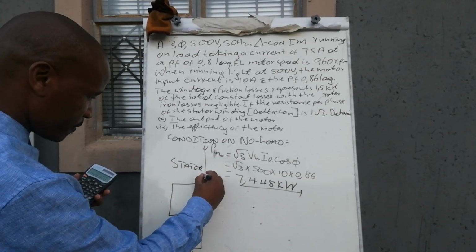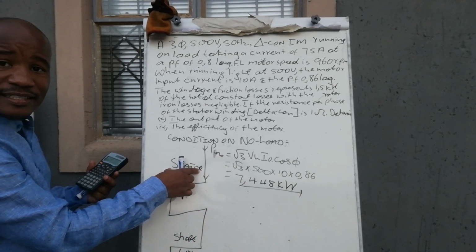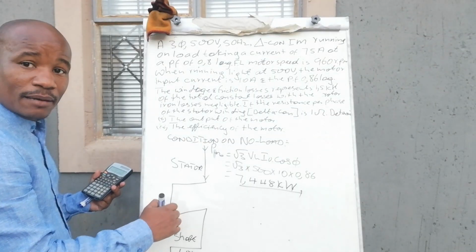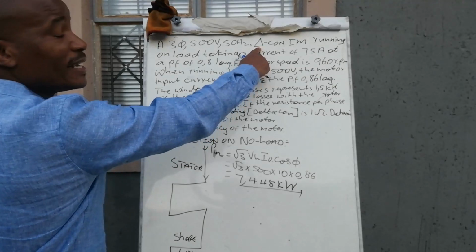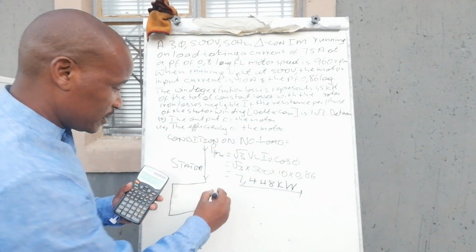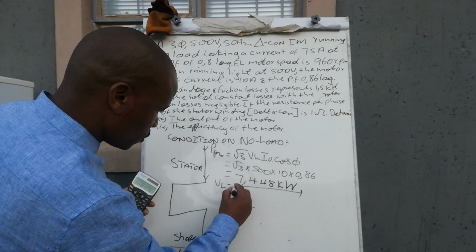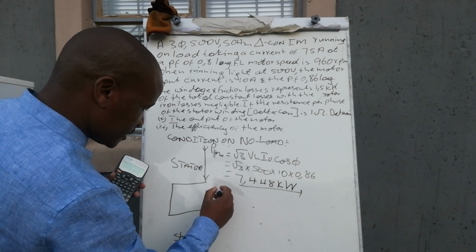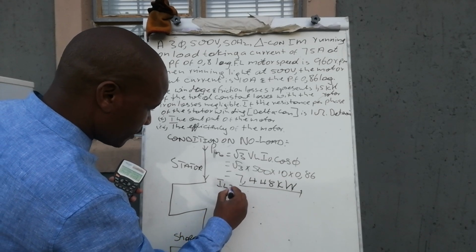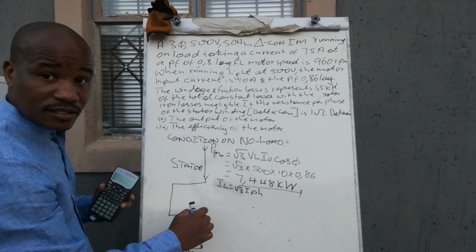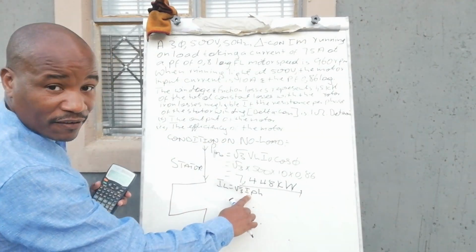And now here, this is the stator. When this 10 amps current enters the stator, it becomes a phase current. But remember, it's delta connected. Work from the basics. V line is equal to V phase, and in a delta connected system, the I line is equal to √3 I phase. We have to find I phase.